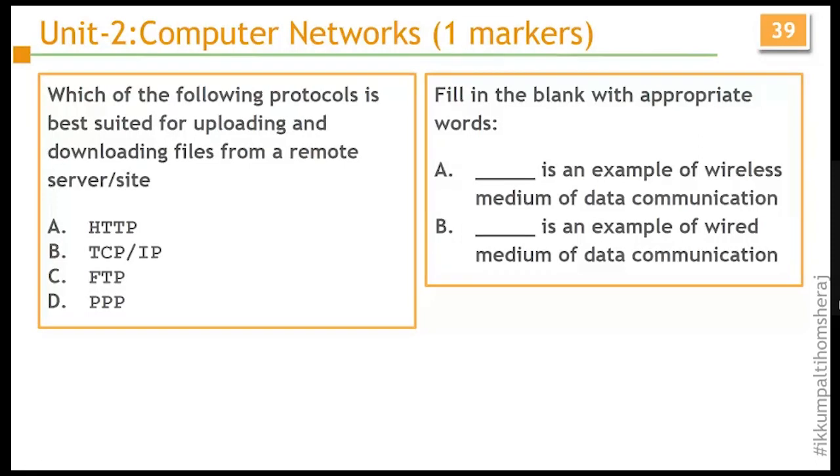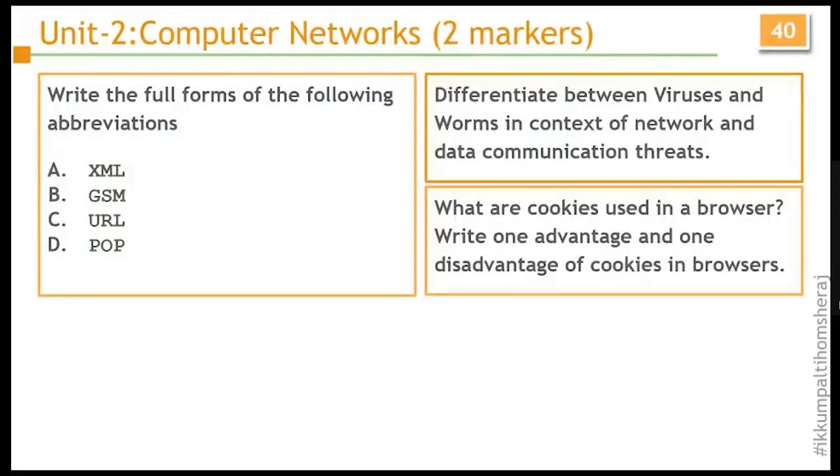Then write full forms of the following. We used to have this question also in the network. So these are interesting and simple questions for students to write. So these are going to be 2-marker questions because there are 4 full forms to be given. Then differentiate between viruses and worms. That is going to be a common question, under data communication threats. So there'll be 2 different points here about viruses and worms. So it is going to be a 2-marker.